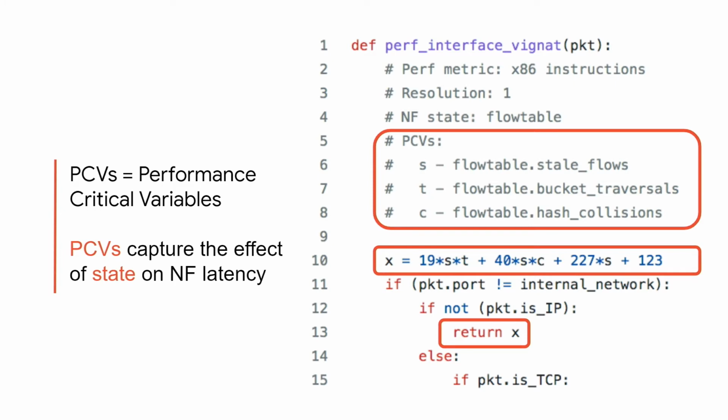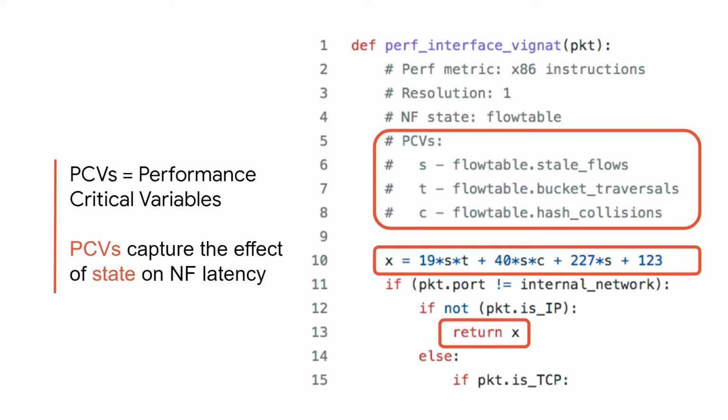So to ensure that the performance interface is accurate, even in the presence of dynamic NF state, we have the interface return performance as formulae as opposed to concrete values. And these formulae have free variables that we call PCVs, or performance critical variables. And what these really do is capture the effect of state on NF latency. Now, more precisely, the set of PCVs is really the abstract state that one needs to reason formally about performance.